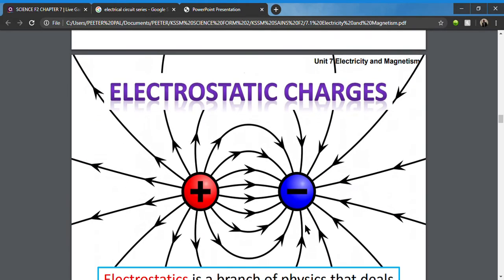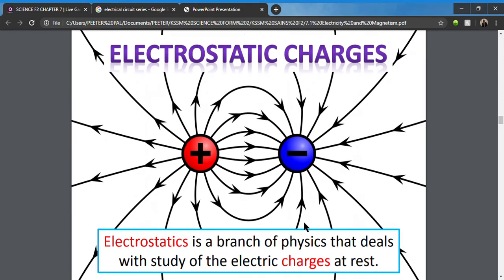So we start with electrostatic charges. A neutral object will have an equal number of protons and electrons in the body. Electrostatic charges: we're going to see how an object is charged. So it's called static charges.